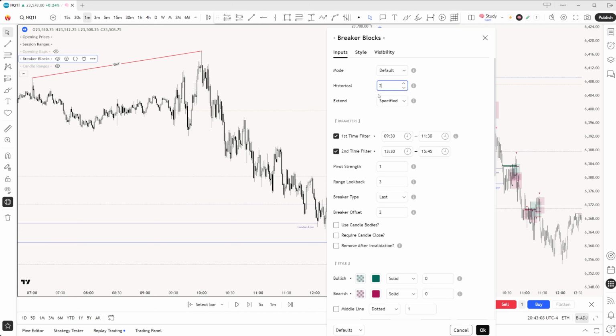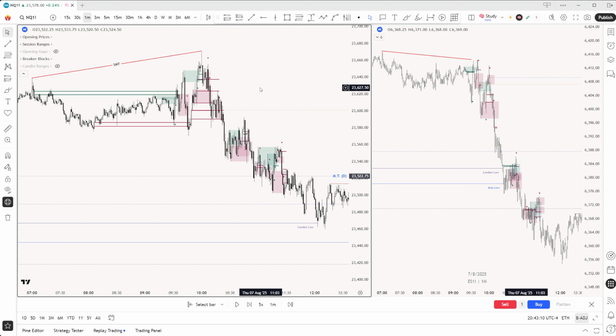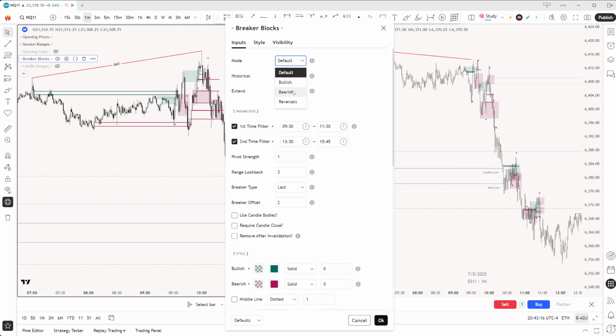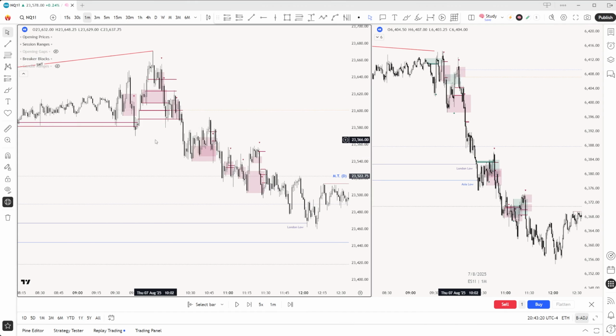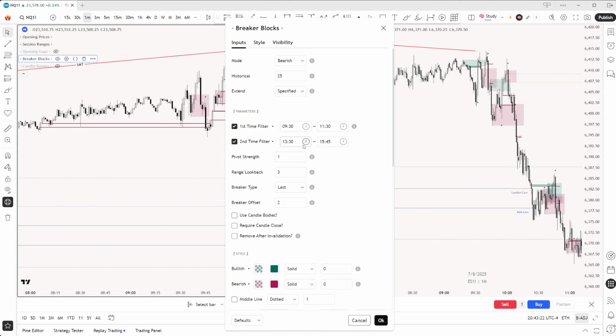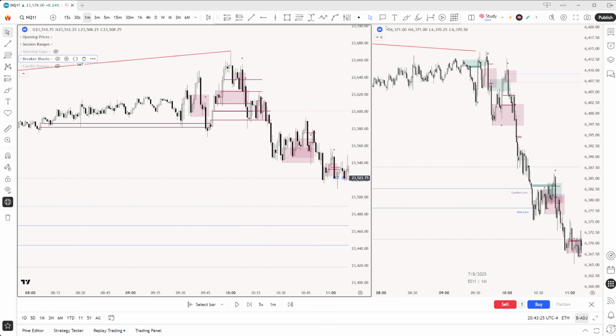That way my chart stays clean and I only see the most recent information. But when we're reviewing, charts can get cluttered very quickly. But in the morning, we are bearish, so we don't need to see the bullish ones. And we only need to see the ones after 9:30. Of course, these are what these time filters are for.